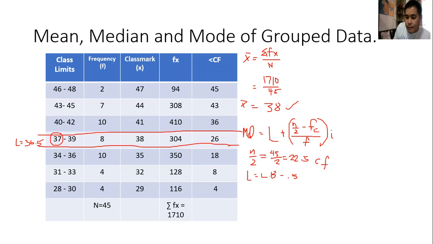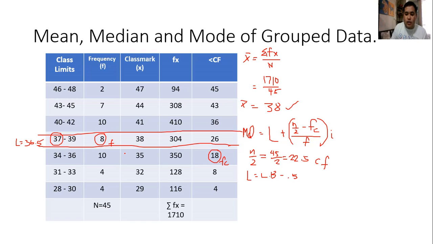Okay, so what about your FC? Your FC is the frequency just below the median class. Okay, the frequency of the cumulative frequency just below the median class, and that is 18. So this will be your FC. What about the F here? The frequency here pertains to the frequency of the median class, which is this one.